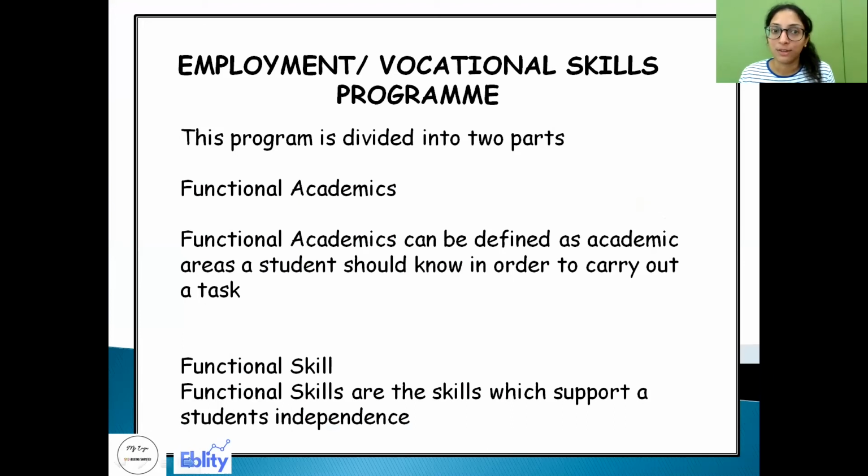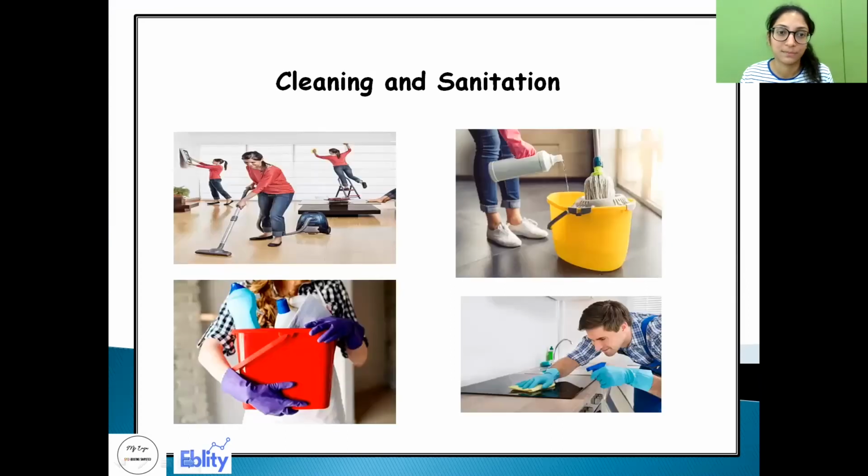A very important thing here is that an employment or vocational skills program is always divided into two parts. We have functional academics and functional skills. Functional academics can be defined as academic areas a student should know in order to carry out a task. Functional skills are the skills which support a student's independence. When I go into detail and give you the examples, you will have a better understanding of this.